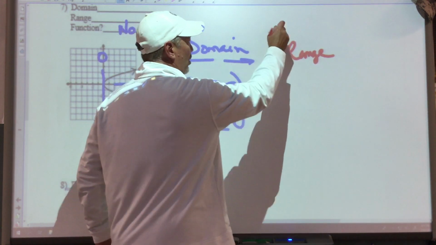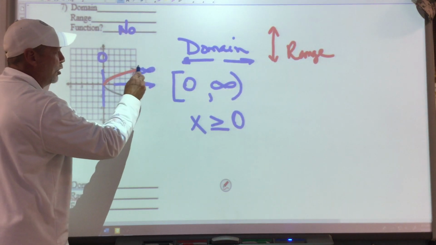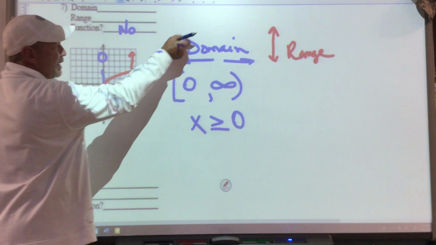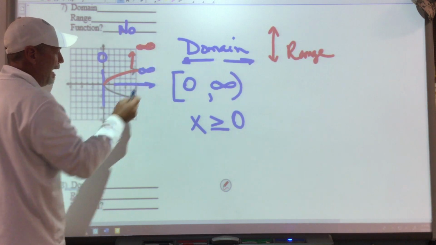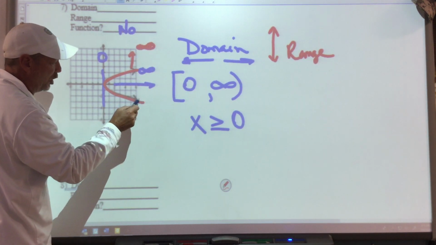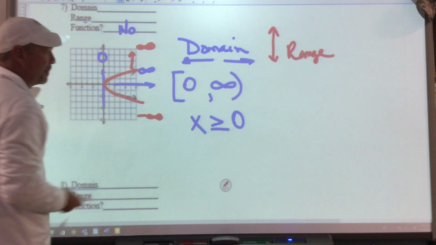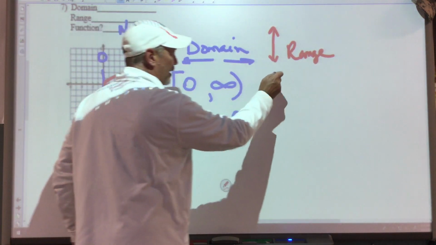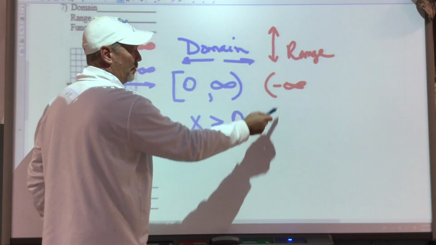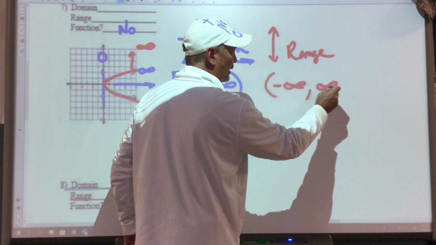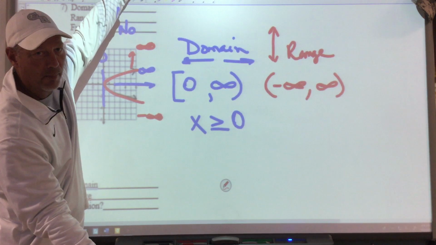My range talks about how high and how low you go. Well, even though it's at a slight curve, it keeps going up. It's a slow curve, but it's going to continue to get higher and higher. So we're going to go up to infinity. How far down are we going to go? Even though it's a slow curve, we're going to slowly get lower and lower, and we're going down to negative infinity. Remember, anything infinity always gets a soft bracket, and we're going to go all the way up to positive infinity. So that means I go forever down and I go forever up.